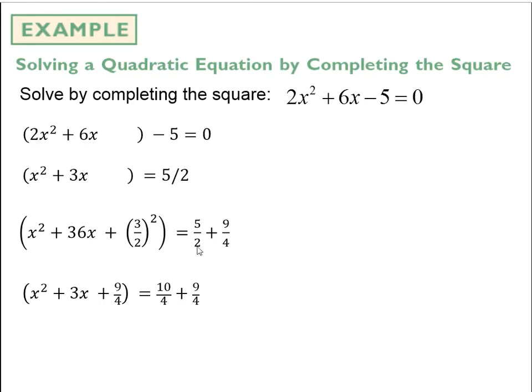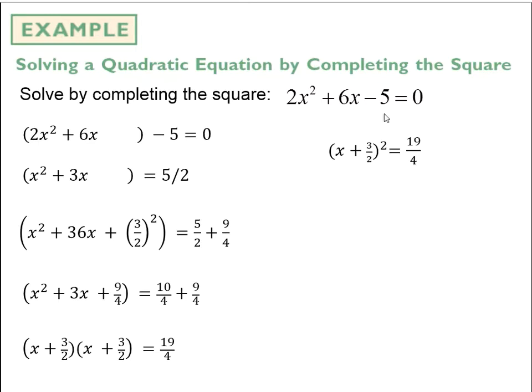I'm going to get a common denominator between these two terms. So the common denominator would be 4. I'm going to multiply by 2 here, multiply by 2 here, and that's going to become 10/4. So now I have a common denominator on the right-hand side. On the left-hand side, I have a perfect square trinomial. And remember our trick: it's going to factor into x plus that number before it got squared. And this becomes 19/4. So over here, I wrote x plus 3 quantity squared equals 19/4.